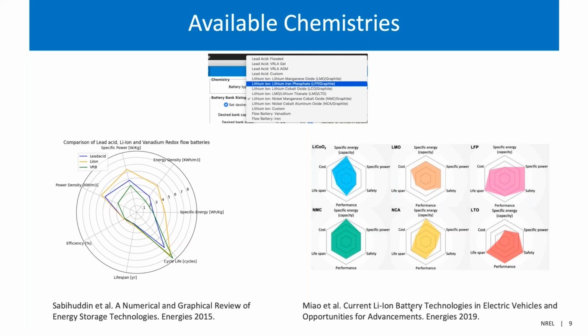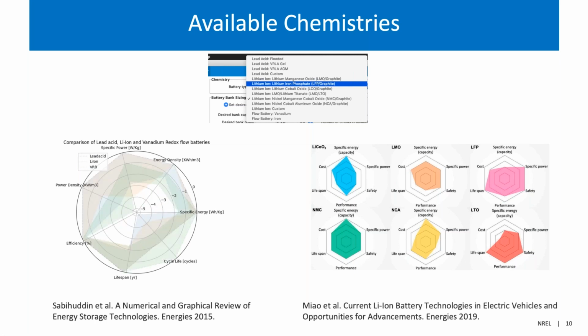On the left, a comparison of the average specific power, energy density, specific energy, power density, efficiency, lifespan, and cycle life on a normalized and logarithmic scale for lead acid, lithium ion, and vanadium redox flow batteries. Of course, cost is another important factor, which isn't shown in the graph. But you can see that lithium ion performs well in its power and energy density, whereas the VRB has a higher cycle life on average. However, these are just averages, culled from a range of data points.